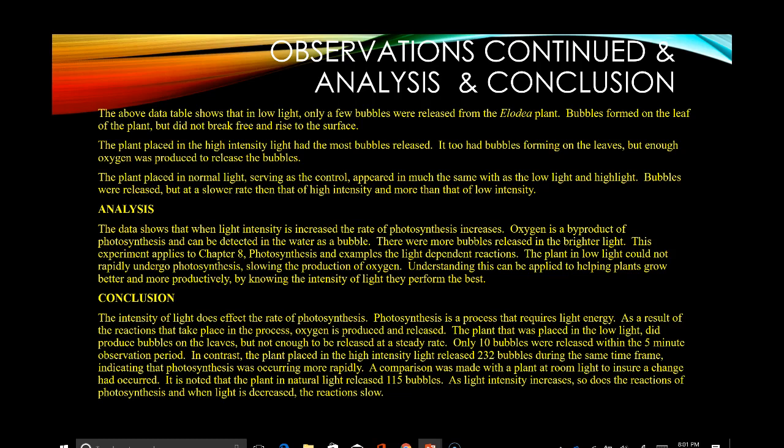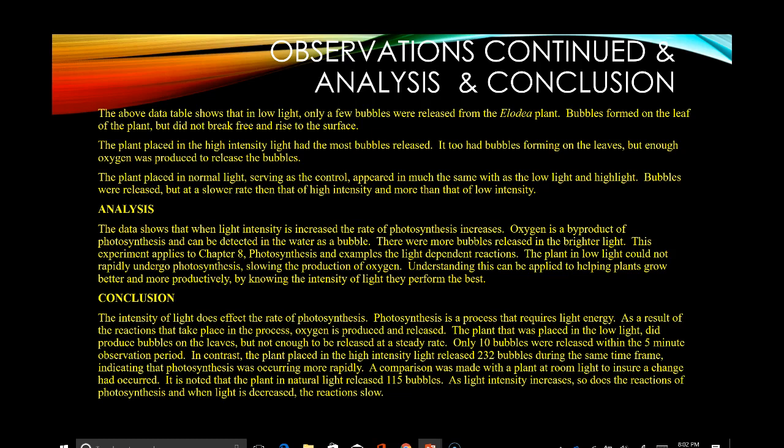Notice I do not have a restated hypothesis, I have a rephrased hypothesis. The intensity of light does affect the rate of photosynthesis. Photosynthesis is a process that requires light energy. As a result of the reactions that take place in the process, oxygen is produced and released. The plant that was placed in the low light did produce bubbles on the leaves, but did not have enough to be released at a steady rate. Only 10 bubbles were released within the 5-minute observation period.